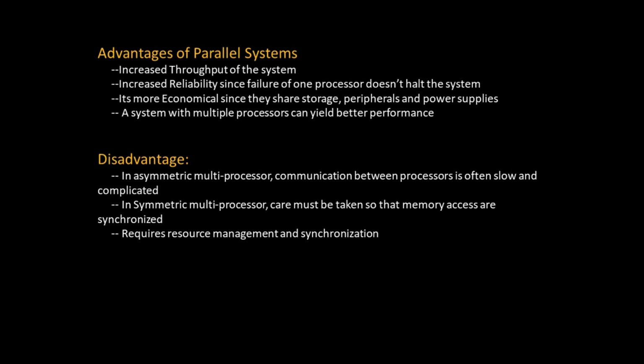But in as much as the parallel system has advantages, it also has some disadvantages. The disadvantages are: in a symmetric multiprocessor, communication between processors is often slow and complicated. Next, in a symmetric multiprocessor, care must be taken so that memory accesses are synchronized. And also, the parallel system requires resource management and synchronization, which makes it more complicated.